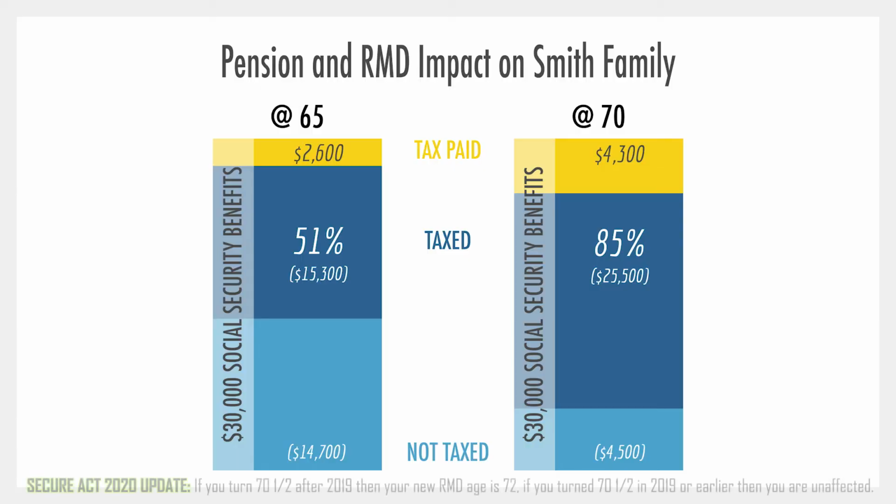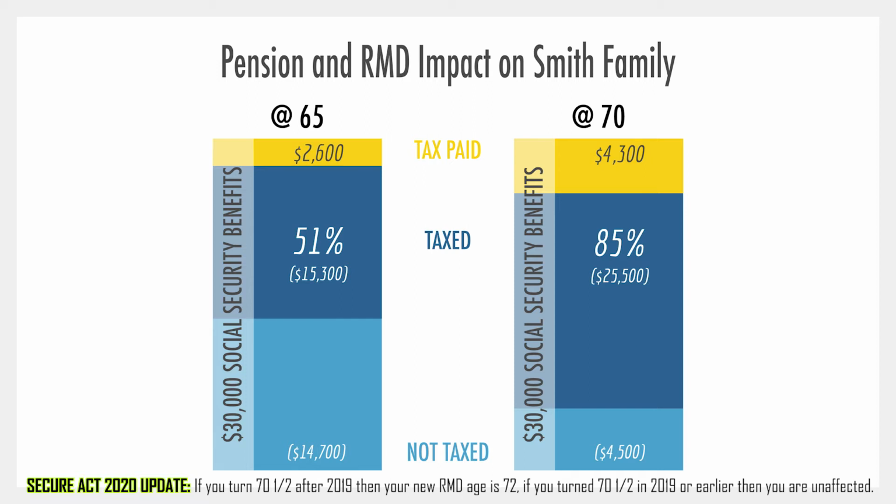As you can see from this chart, we want to look at the age 65 and the age 70 for Bill and Janet and seek to understand the impact of their pension and their RMD at these two time periods. So let's start with their age 65. Remember, for Bill and Janet, this is the year that they stopped working and started their Social Security benefits.